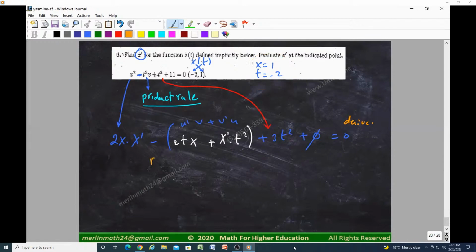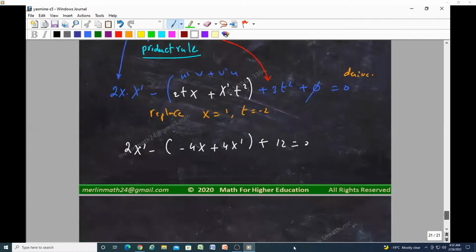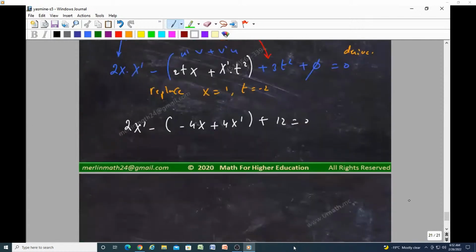Replace numbers right away. Replace x equal 1, t equal minus 2. Go on. You replace it blindly. So it's going to be 2x prime minus open bracket. T is minus 2, you get minus 4x. T square means a 4. T square is 4 times 3, you get a 12. Why did we put the 1 in x? Yeah, the x is 1. So 2t, yeah, 2t minus 4. 1, no x. Perfect. Now, remove the brackets.